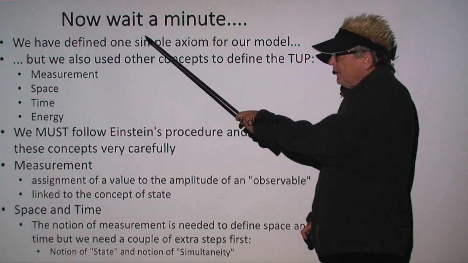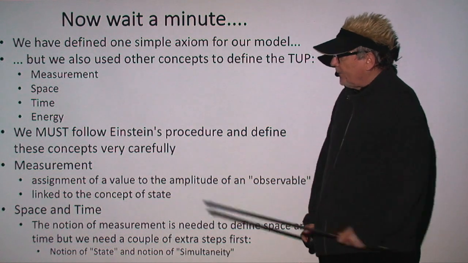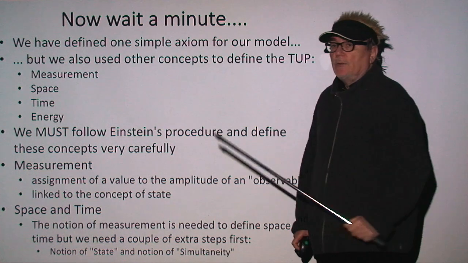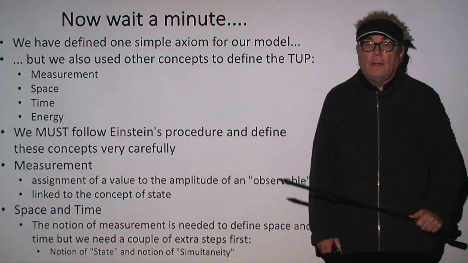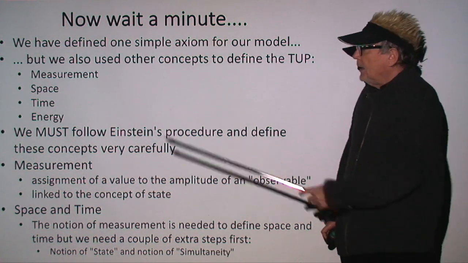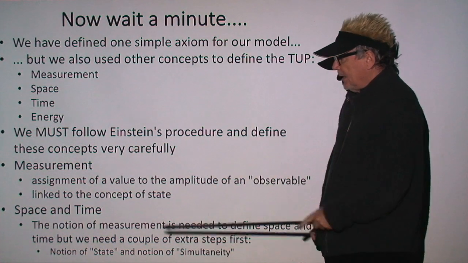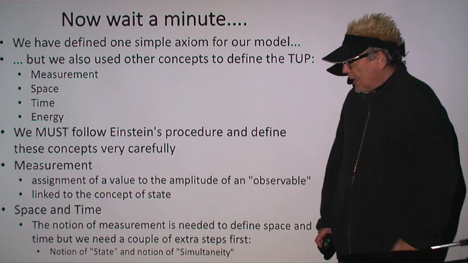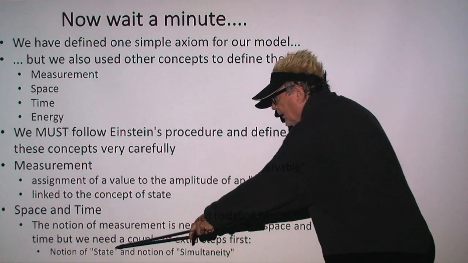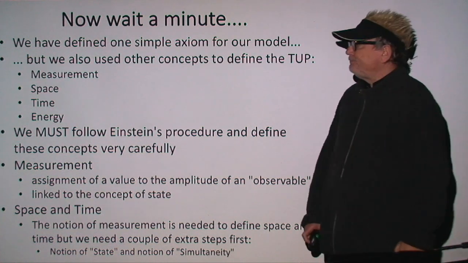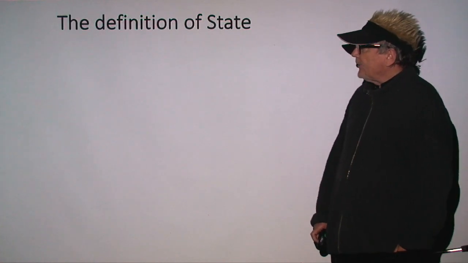In the last video, we've seen that slide here, and we said we need to define the concepts that we use, for instance, to define the TUP principle: measurement, space, time, energy. We've defined measurement. Now we have to talk about space and time. And for that, we need to define first what the state is and what simultaneity means. Okay, let's start with state.